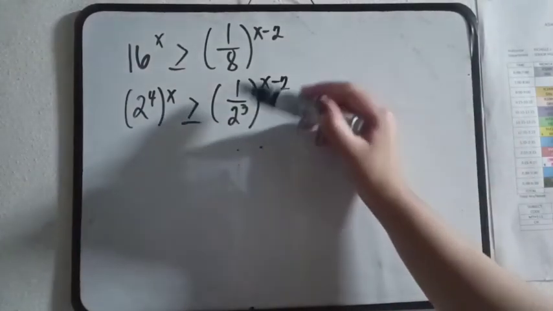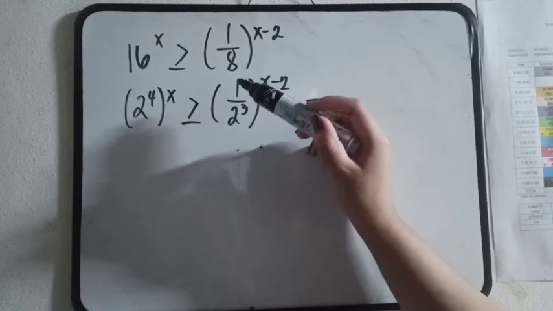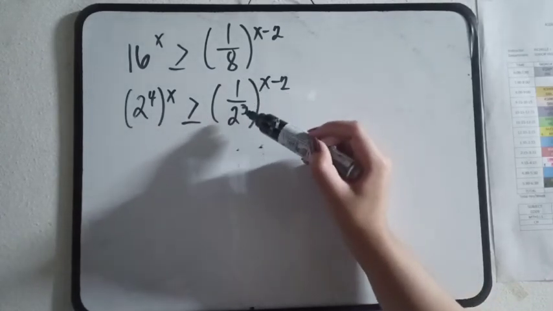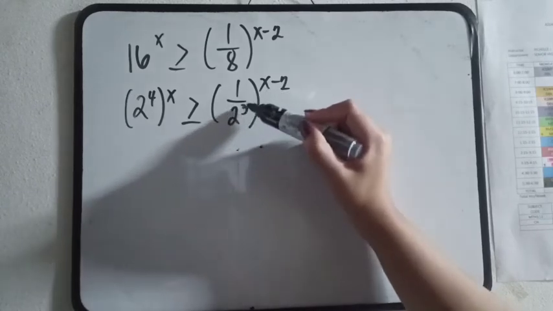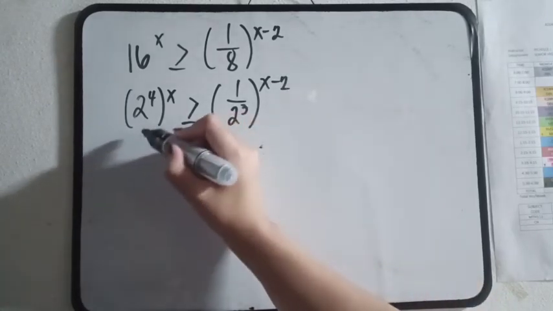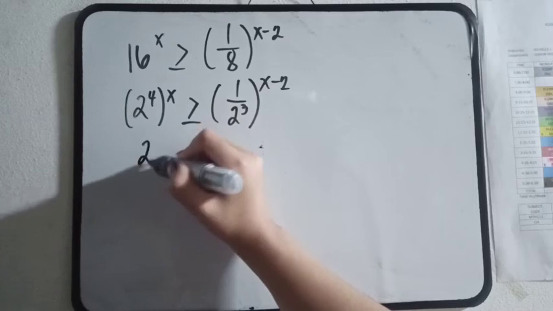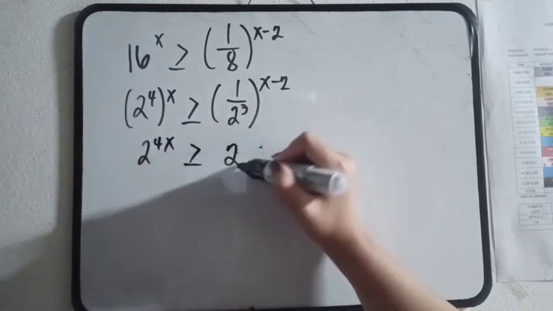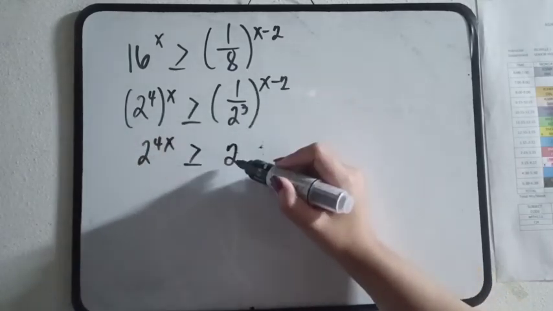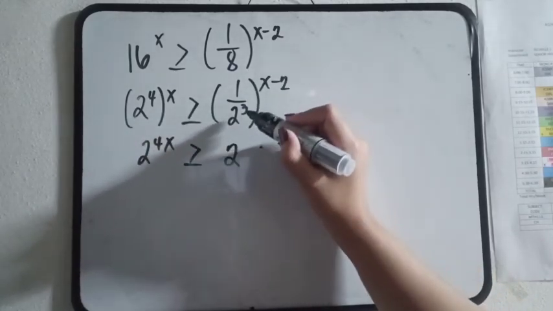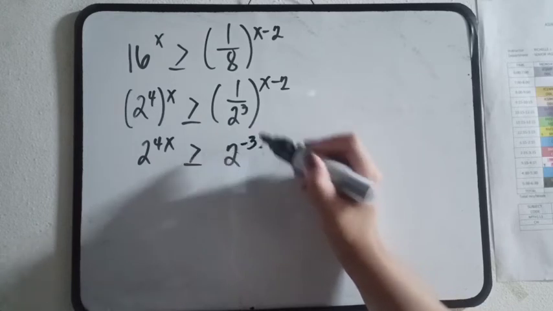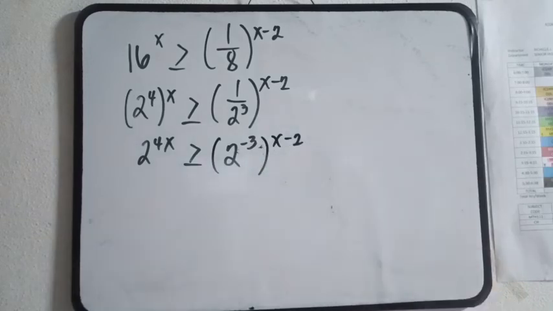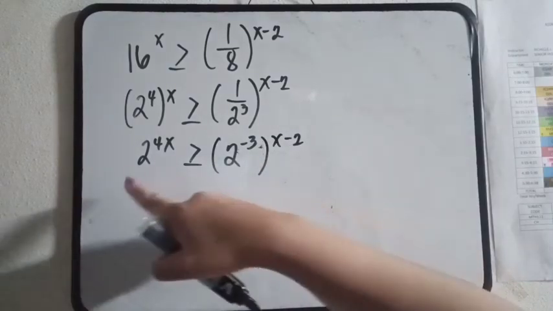Si 8, pwede siyang isulat as 2 raised to 3 raised to x minus 2. Okay, so para maging base to itong ating 1/2, kailangan natin i-reciprocal. So, magiging negative yung kanyang exponent. So, from positive 3, magiging negative 3. So, dito, multiply lang natin to. Magiging 4x na. Okay, so from 1/2, reciprocal niya is 2. Then, yung ating exponent na positive 3, magiging negative 3 na. Then, raised to x minus 2. So, same base na sila.